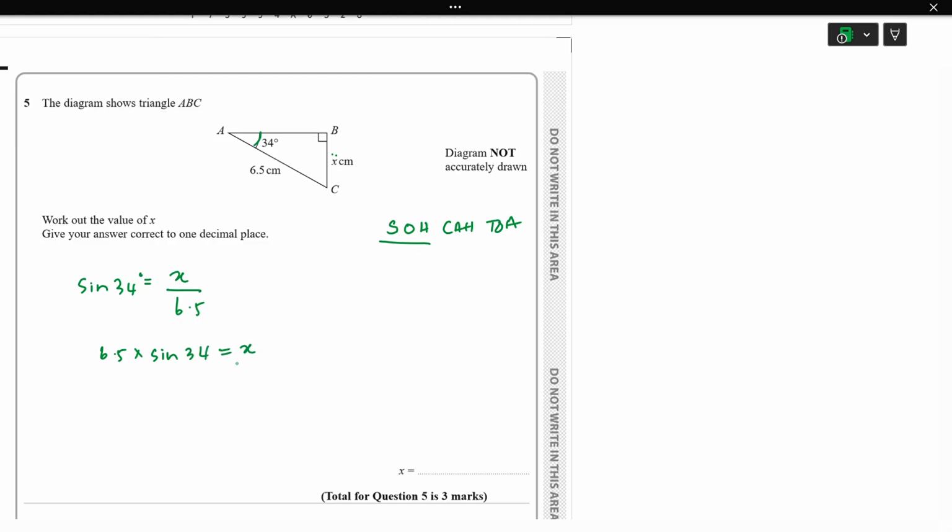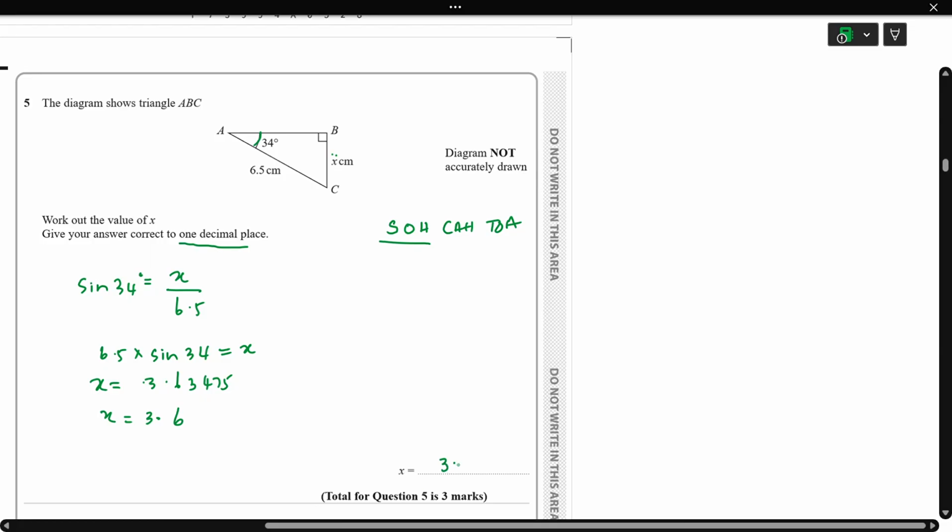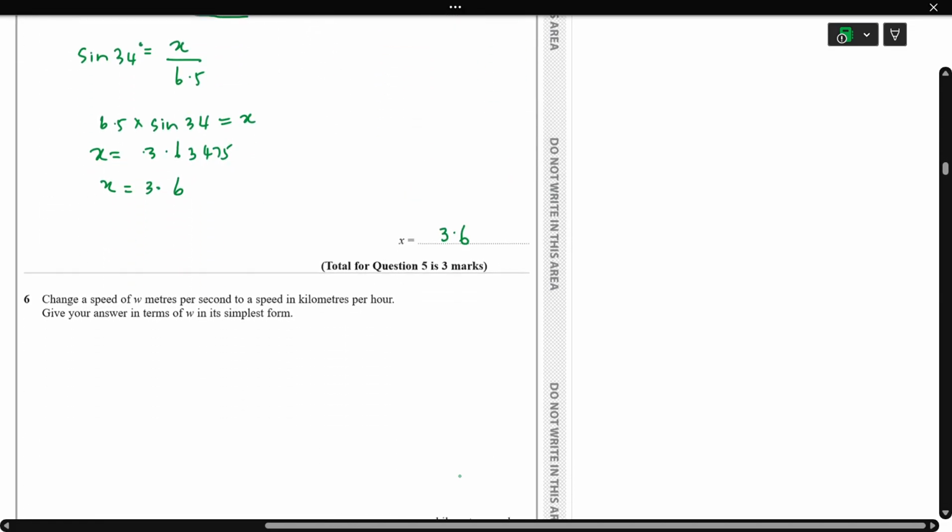So the answer is x equal to 3.63475. But our question says 1 decimal place, so we need to round. So x equal to 3.6. So 3.6 is the final answer.